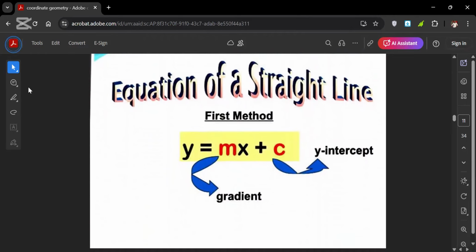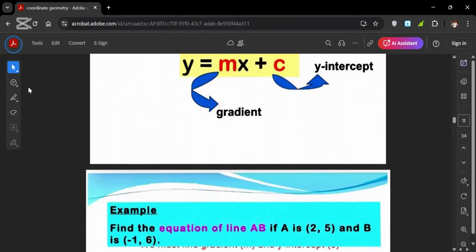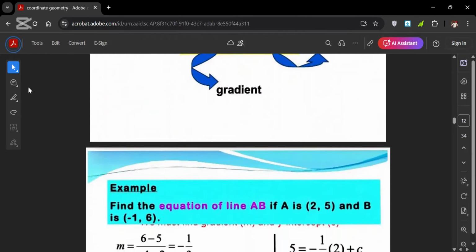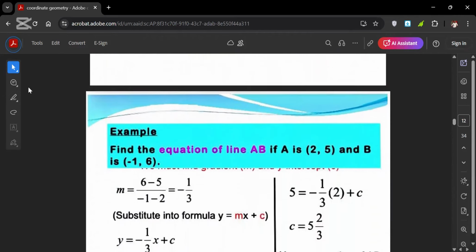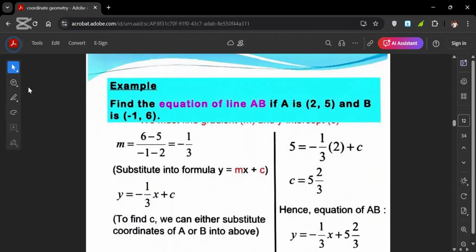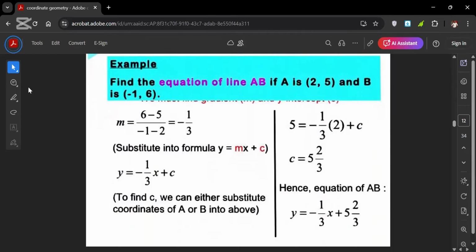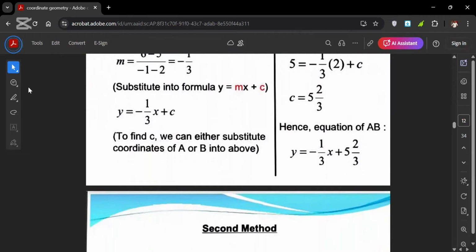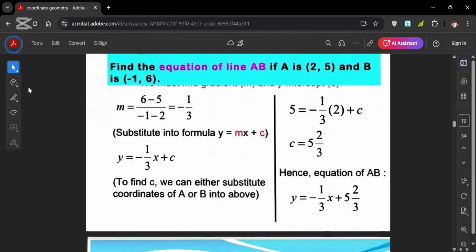This is the equation of a straight line: y equal to mx plus c. m means gradient, c means y-intercept. Check it out, 2 points are given. First of all, get the value of m, then find c. To get c, we can use either point. A can be used or B can be used. If a student is using A, they will get the same answer as using B. Okay, this is one method.